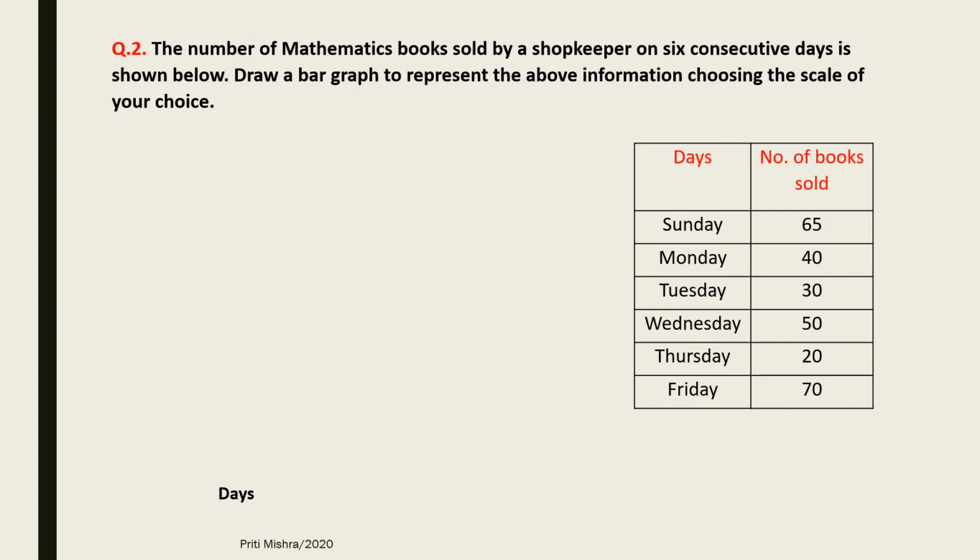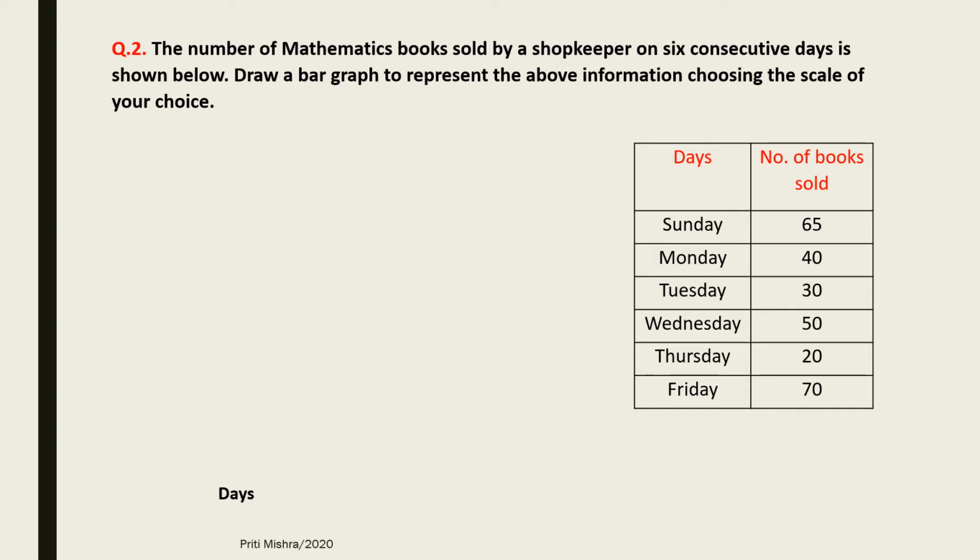Question number 2. The number of mathematics books sold by a shopkeeper on 6 consecutive days is shown below. Draw a bar graph to represent the above information, choosing the scale of your choice. You are free to do this bar graph work as per your own convenience. But first, look at the table. Sunday 65, Monday 40, Tuesday 30, Wednesday 50, Thursday 20 and Friday 70.